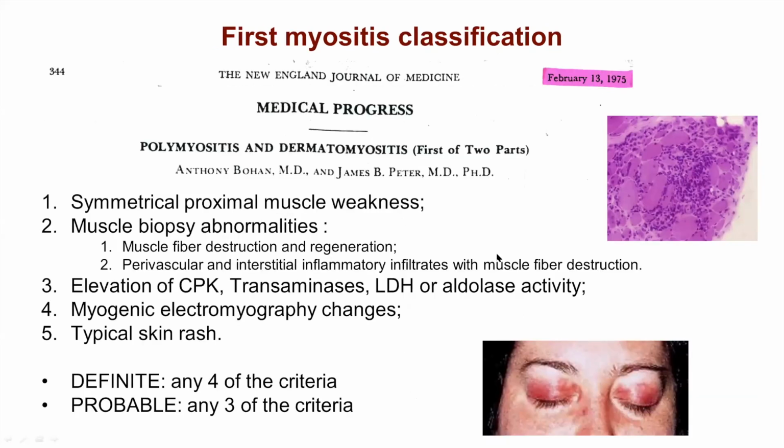And we had to wait 100 years for the first well-known classification of myositis, done by Bohan and Peter in the New England Journal of Medicine. Simply, if you have a myopathy with a symmetrical proximal muscle weakness, with some inflammation at the muscle biopsy, high CK level, and myogenic EMG, then you have a polymyositis. If in addition you have the typical rash for dermato, then you have a dermatomyositis.